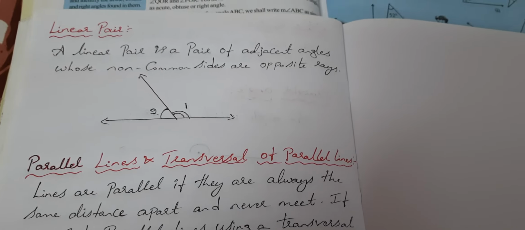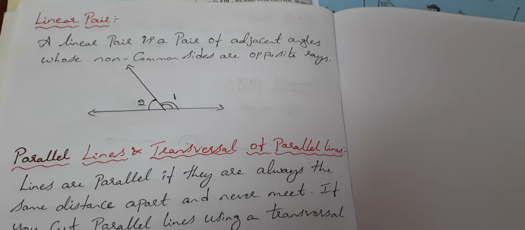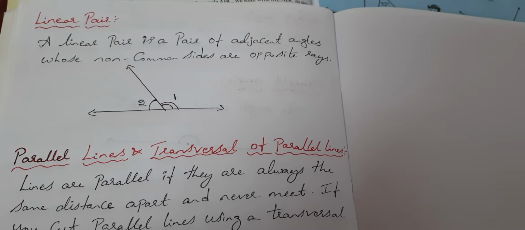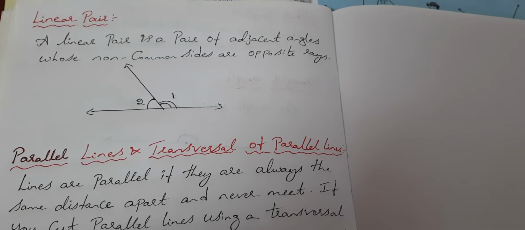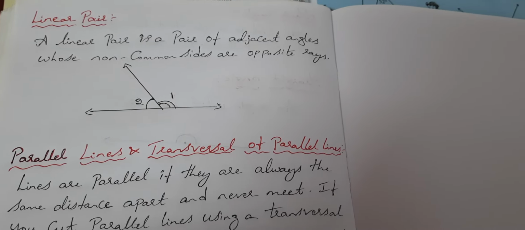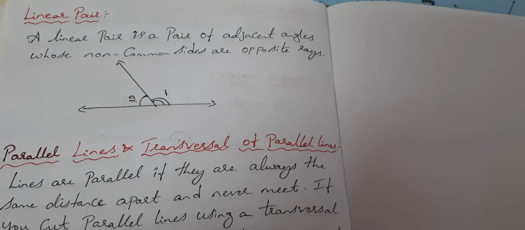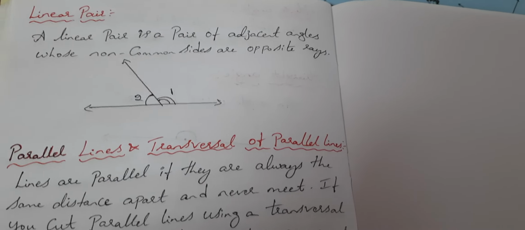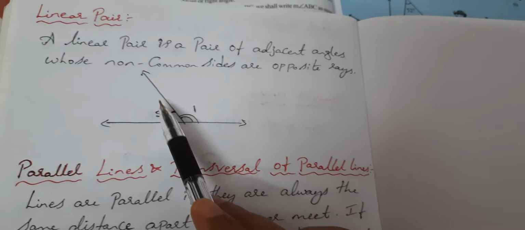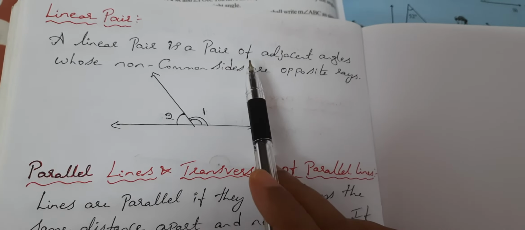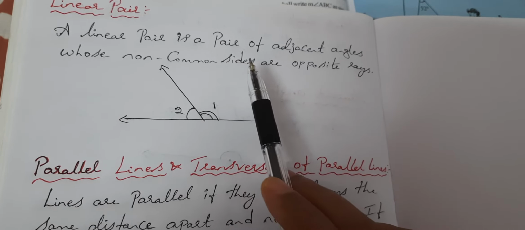Now first let's go to linear pair. Actually, what do you mean by linear pair? A linear pair is a pair of adjacent angles whose non-common sides are opposite rays. Yesterday we saw what adjacent angles are. They have a common vertex and common arms. So here I have given you the definition of linear pair: a linear pair is a pair of adjacent angles whose non-common sides are opposite rays.